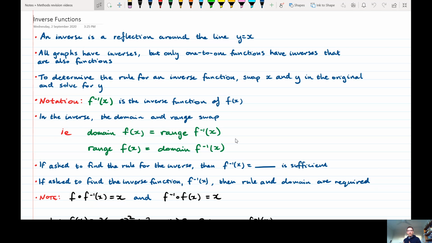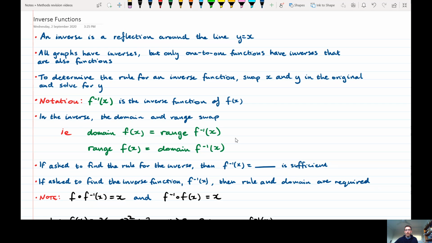So remember, an inverse is a reflection around the line y equals x. We're very familiar with reflections around the x-axis. That flips it down, so we put a negative in front of the graph. That's when you have negative f of x, which reflects it downwards. We're also quite familiar with a reflection around the y-axis, which is where you would have f of negative x, like that in a graph, and that flips it around this way.